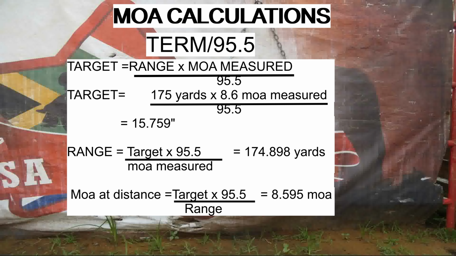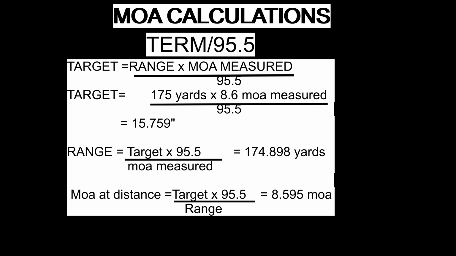Exactly the same with calculating the range. If you're going to be using 100 in your range calculation, you're going to get to 183 yards, and it should be 175. If you use 95.5, you'll get to 175, the exact range. And you can, of course, also calculate what the MOA reading should be at that distance with that size of target.